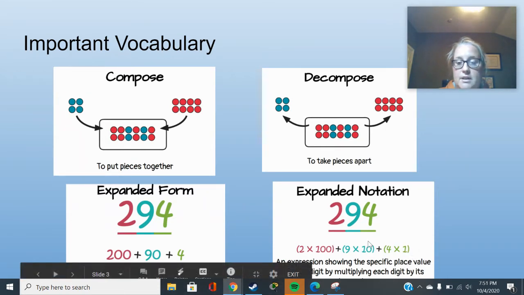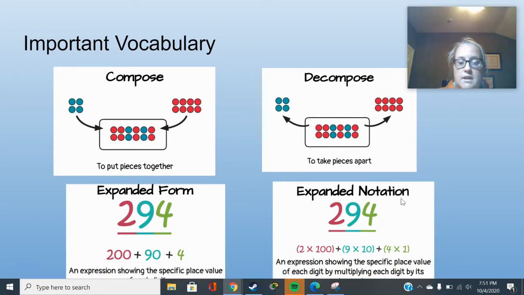Again, if I actually did all of this math, 2 times 100 is 200. 9 times 10 is 90. 4 times 1 is 4. So it gets me back to 294.